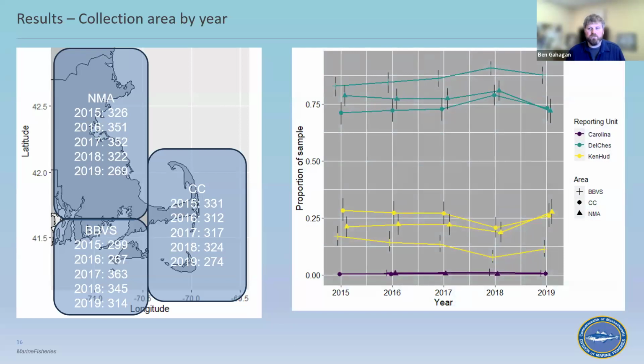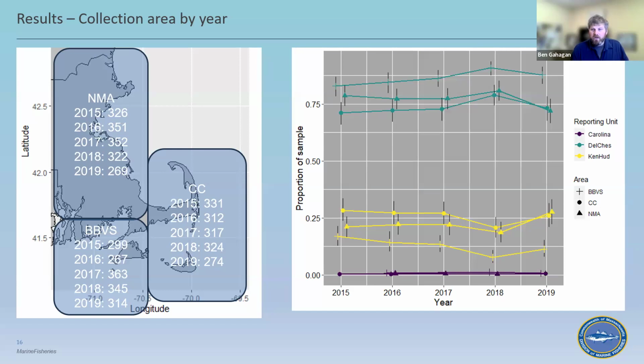The data here are in a slightly different format with both colors and symbols being important now. As before, we have Carolina in purple, Delaware Chesapeake in teal, and Kennebec Hudson in yellow. But now the symbols are Buzzards Bay Vineyard Sound as a cross, Cape Cod as a circle, and northern Massachusetts as a triangle. We have year on the x-axis and the proportion of the sample on the y-axis, and the black bars are the credible intervals. Again, I did not show the differences with letter characterizations, but you can basically see visually if those credible intervals are overlapping a mean or not.